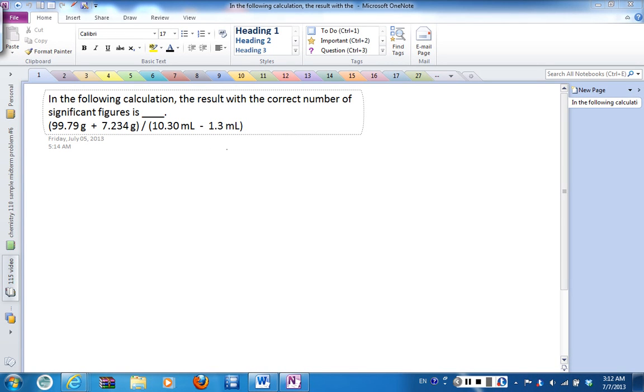Alright, so first of all, this seems like a mixed calculation, which means we need to follow different rules along the way of our calculation. First, we have addition and subtraction. In addition and subtraction, we follow the decimal places.